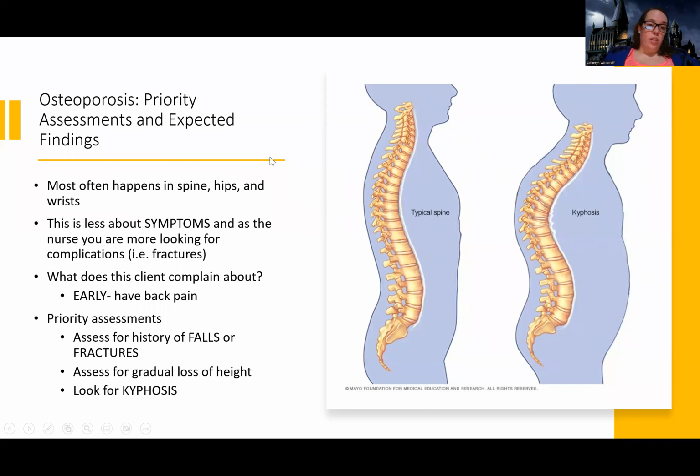So, what are these patients going to look like? These patients, it's less about symptoms. It's not like a patient comes in and says, "Oh, my osteoporosis is killing me." We're not looking for osteoporosis; we're looking for complications from osteoporosis. Usually the most common places where you may see symptoms are the spine, the hips, and the wrist. Early on, they might complain of back pain. But after that, the main thing that we see with osteoporosis is falls and fractures. It's the double Fs.